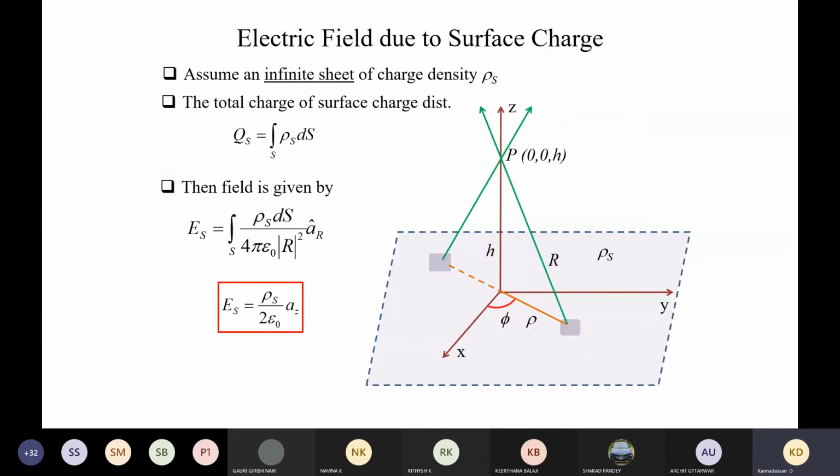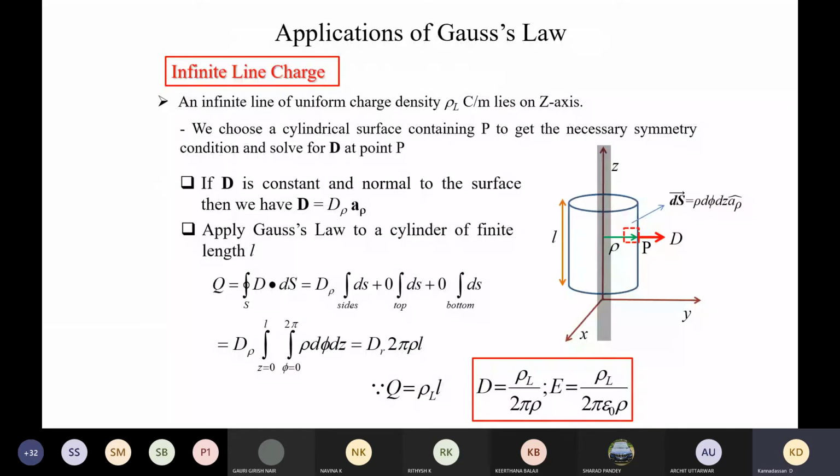But in the case of Gauss law, what we are going to do is take an infinite line charge. This infinite line charge has a uniform charge density of rho L, and is along the z axis.